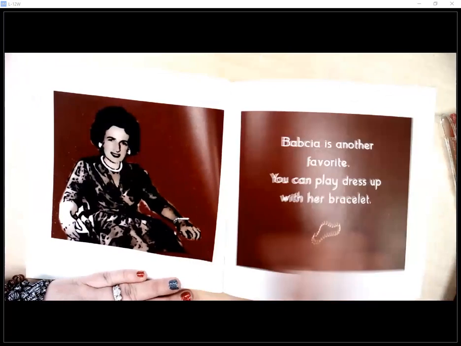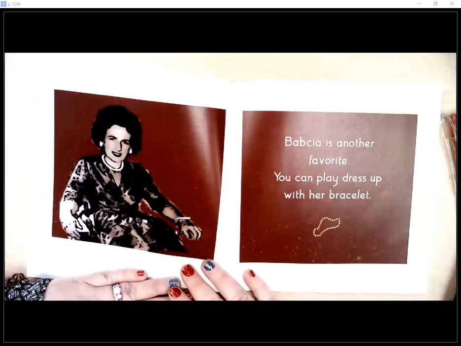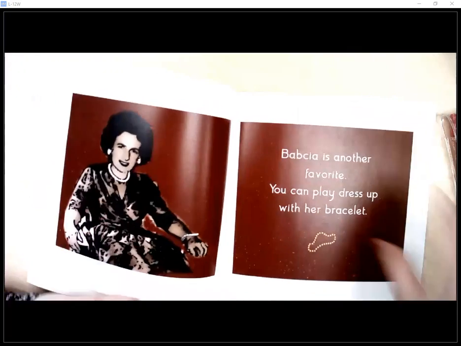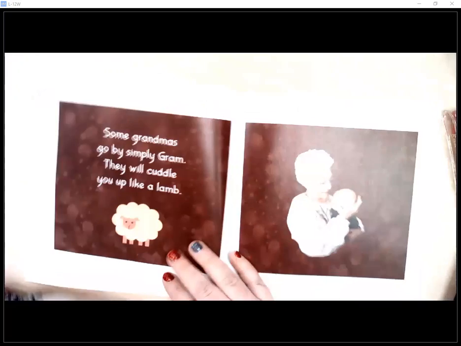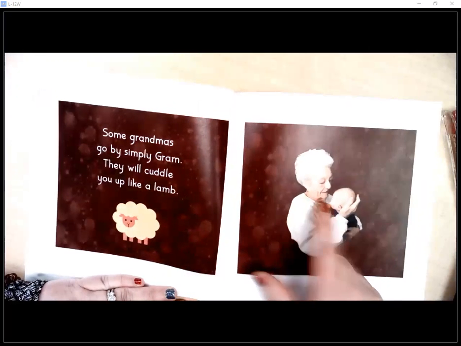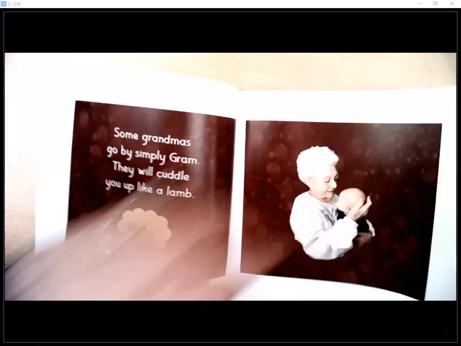Babchi, well, it's really Babcha, I think, but we always said it wrong. Babcha is another favorite. You can play dress up with her bracelet. That was my Babchi when she got engaged. Some grandmas go by simply Graham. They will cuddle you up like a lamb. My husband's grandmother. And my son when he was a baby.